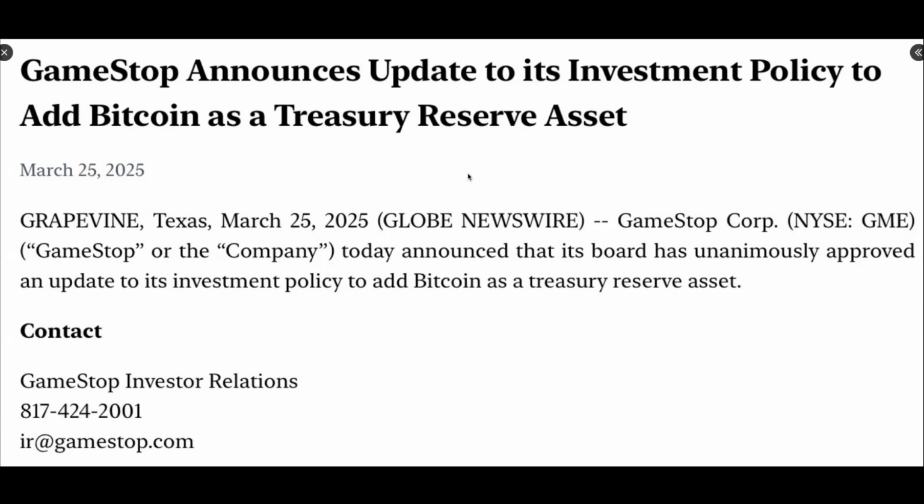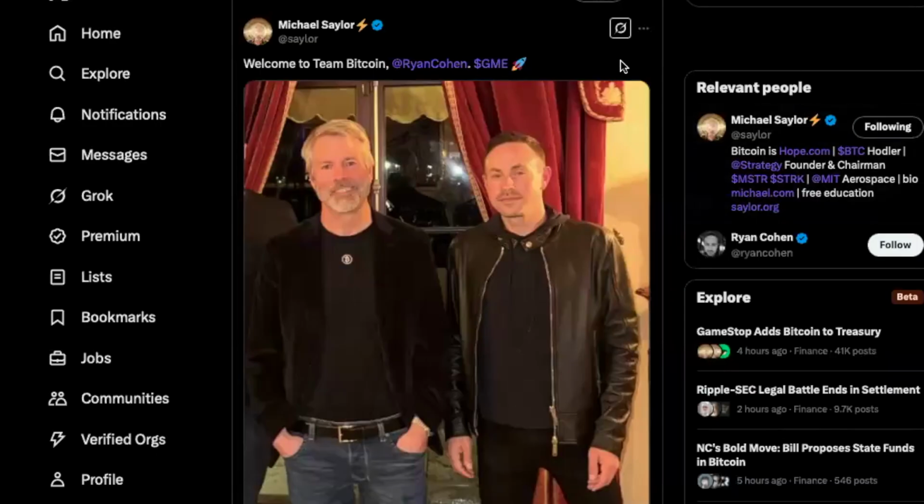But now with GameStop, they have about more than 4.6 billion dollars on their balance sheet where they can use that money to buy up Bitcoin. Here's a lovely photo of Ryan Cohen and Michael Saylor taking a picture together here. So very nice outfit between the two here, just showing that young throwback picture. But here, Michael Saylor, welcome to Team Bitcoin GameStop.